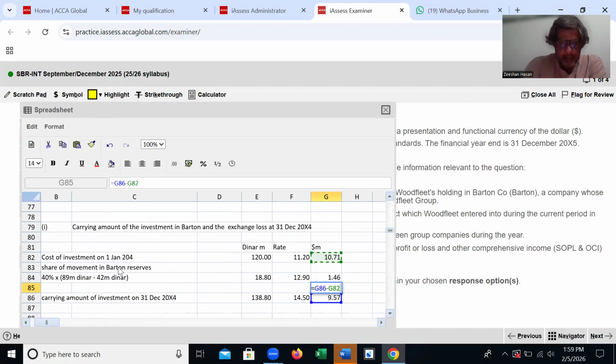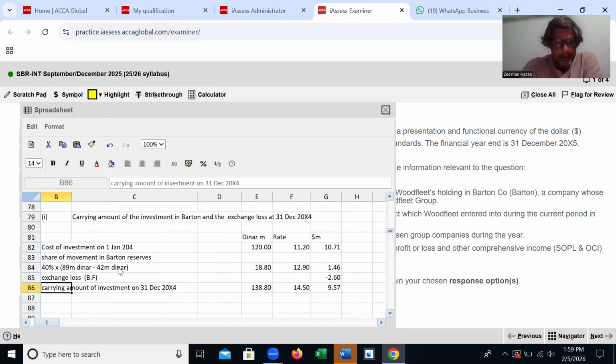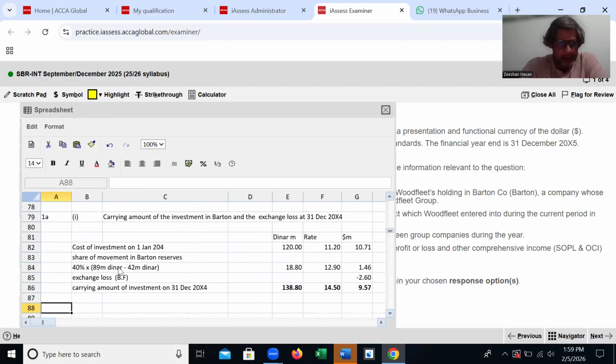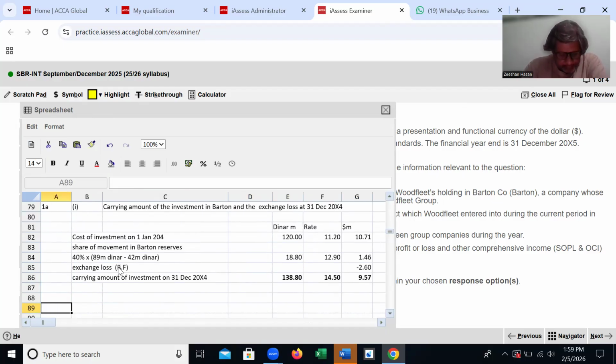Now, here it is negative 2.60. Exchange loss. Requirement 4, we get 4 marks so far.